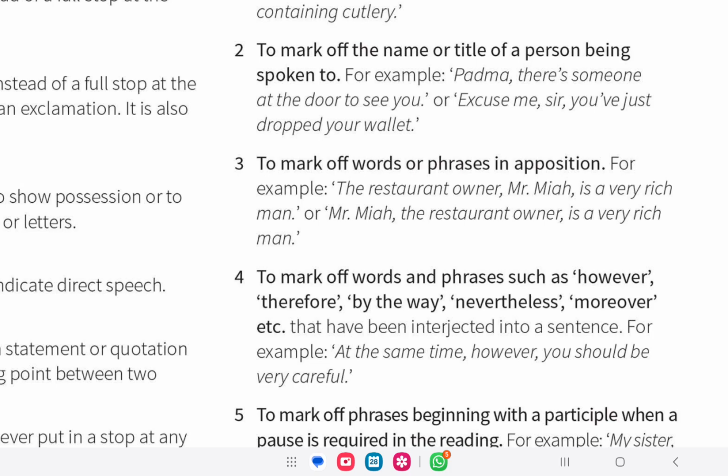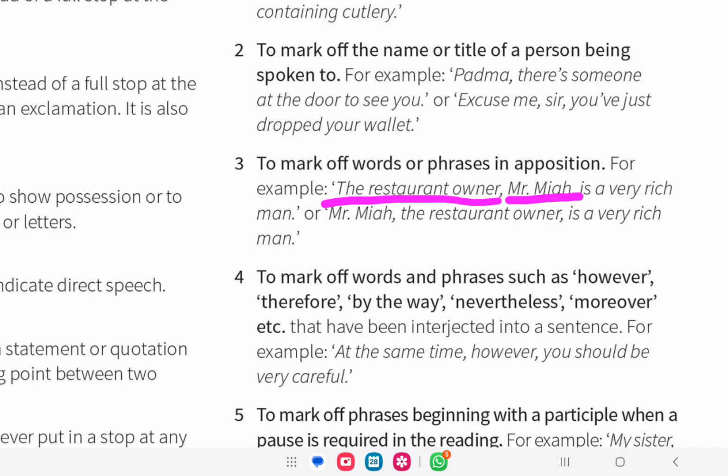What is opposition? For example, the restaurant owner. Now this is one thing, the restaurant owner, comma, and what is the name of that person? Mr. Mia, comma, is a very rich man. Whenever you write the name of a person and then you write his designation, or what he does, or who he is, you are going to introduce that person. You will separate those phrases with a comma after them.